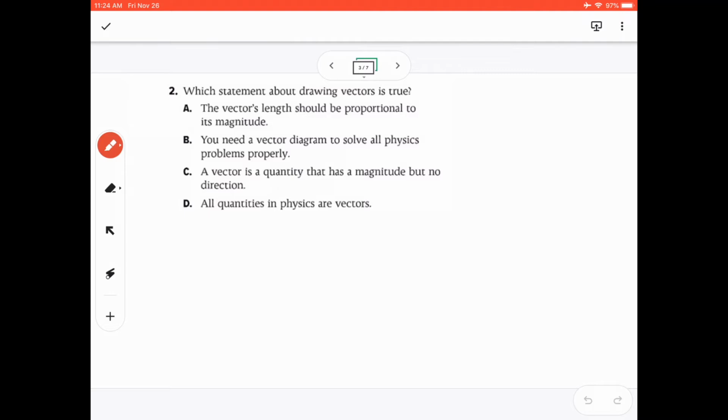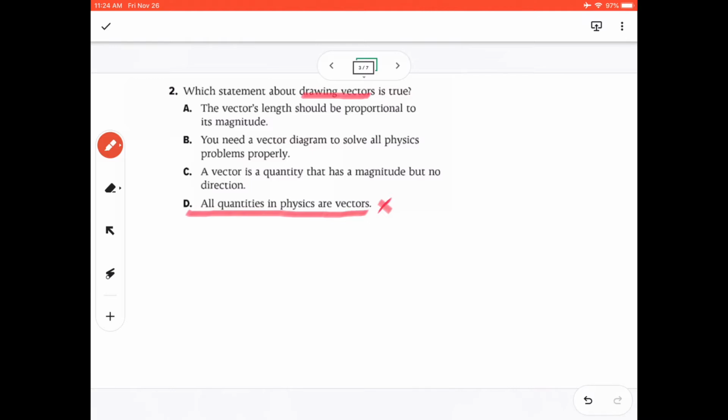Question number 2. Which statement about drawing vectors is true? This question is about drawing vectors. Let's apply the process of elimination to the choices. Let's start with letter D: all quantities in physics are vectors. Of course, this is wrong because some quantities are scalar quantities.